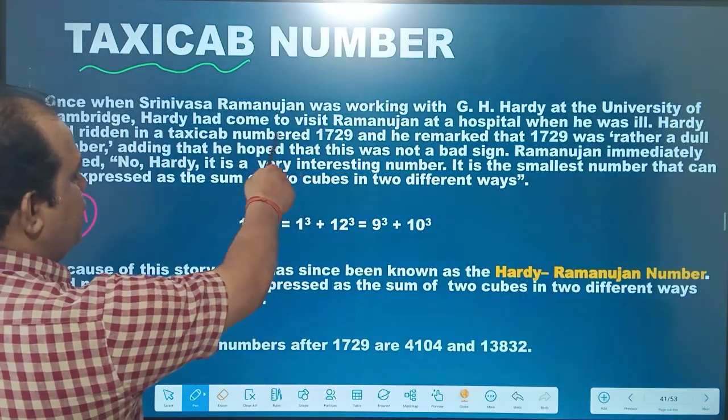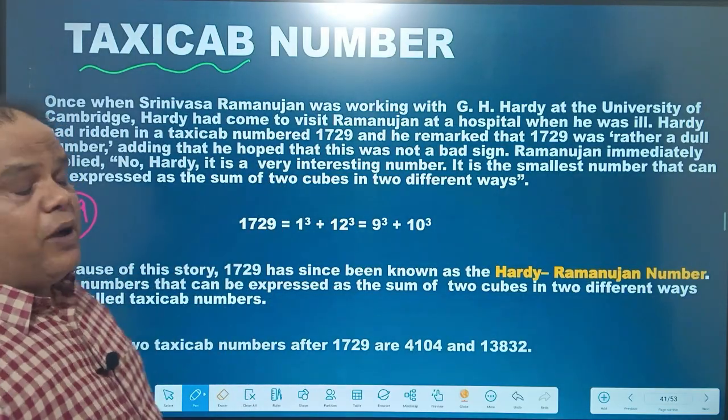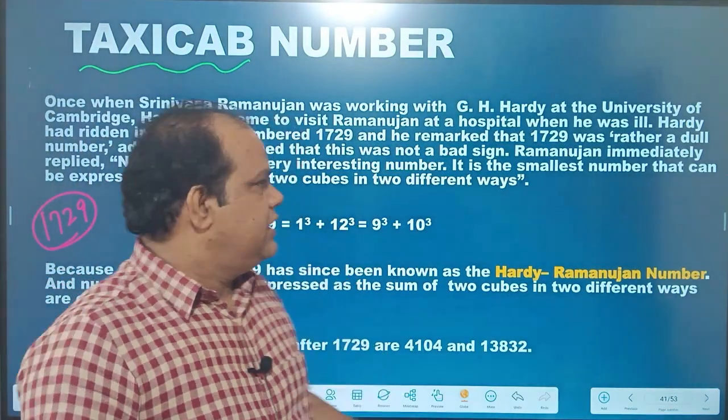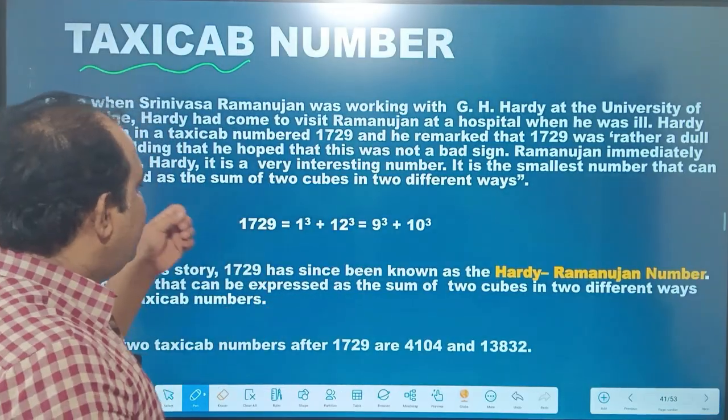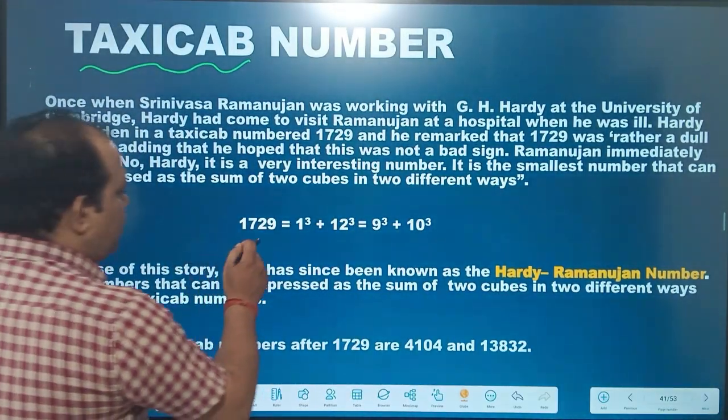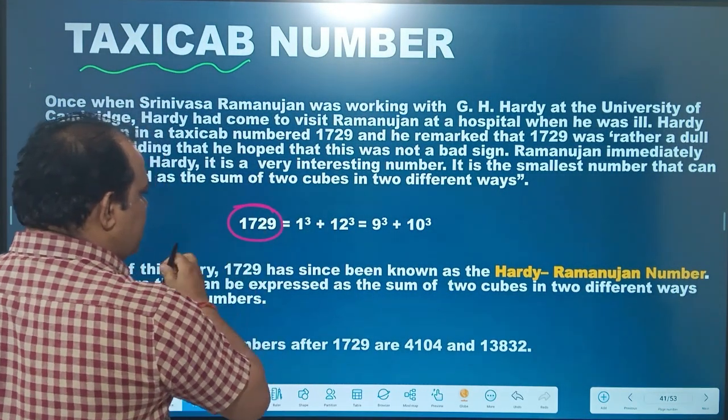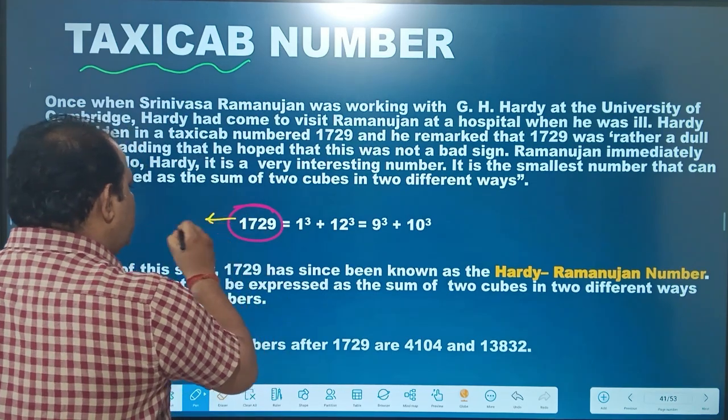Then he told the same story to him. Ramanujan was a big fan of numbers. He abruptly said, hey Hardy, this number is not a dull number. It is a unique number.